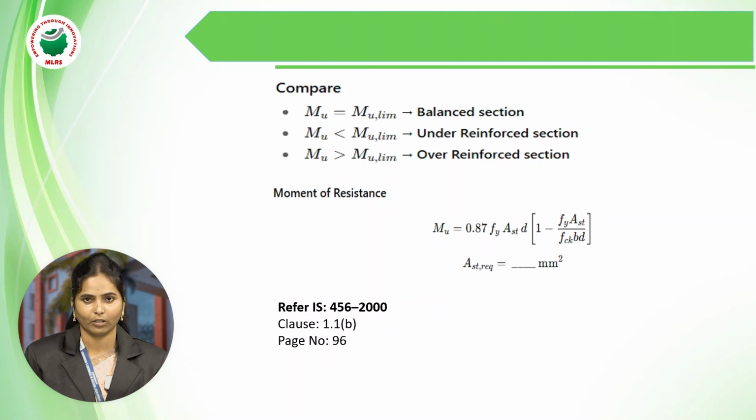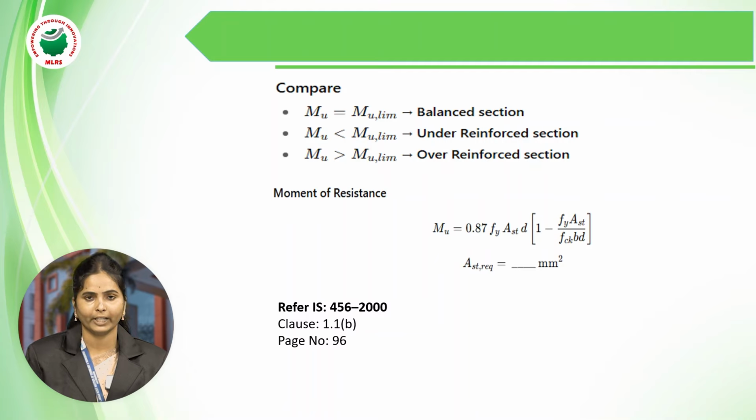Next, after these 3, compare Mu with Mu limit. If Mu is equal to Mu limit, that is called a balanced section. Mu less than Mu limit is an under reinforced section. Mu greater than Mu limit is an over reinforced section.